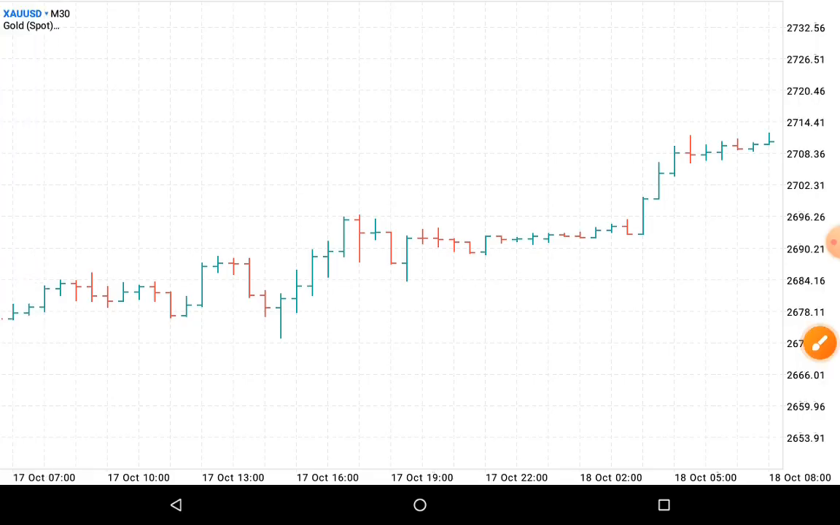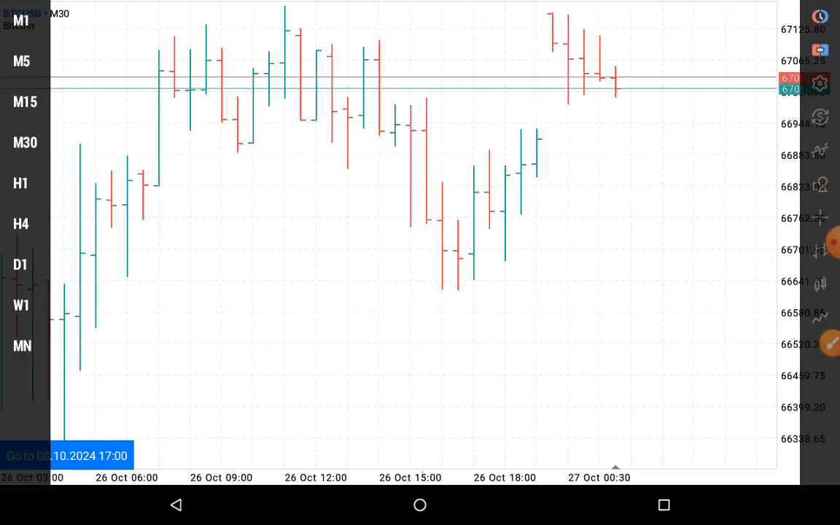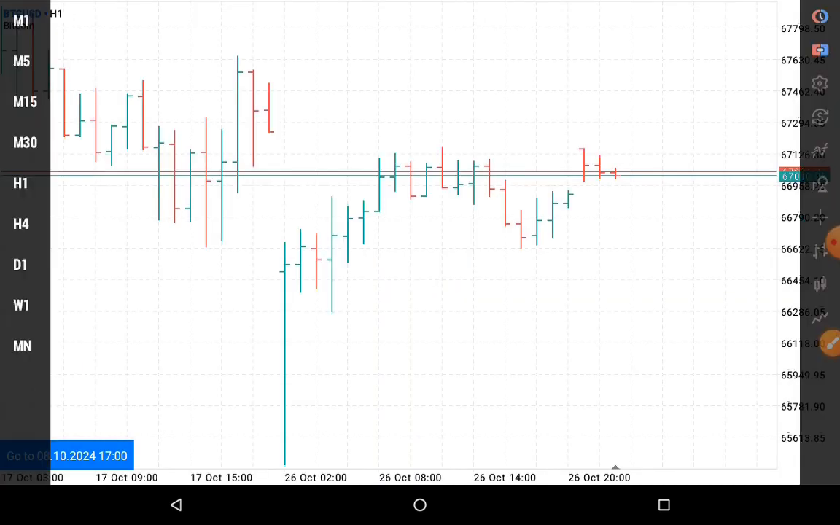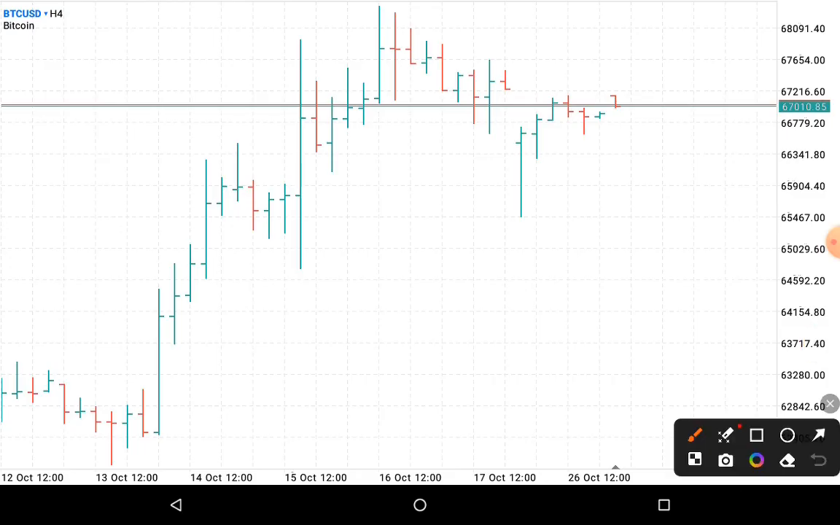So let's look at another market condition. Let's look at BTC on the H4 time frame, okay. So this is BTC. This is another example of what I was talking about, the wave, the T wave which I'm talking about, okay.